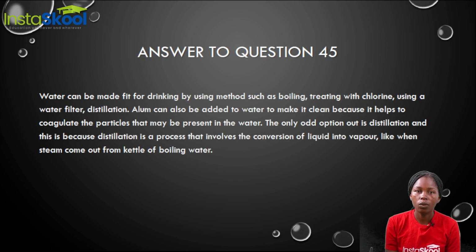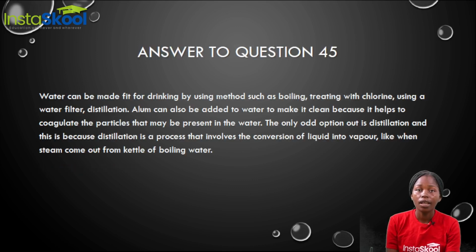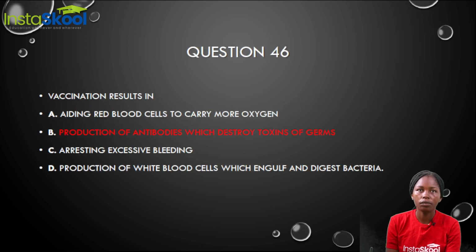When alum is added to the water, it can make it clean because it helps to coagulate particles that are present in the water. Now, the only odd option out of this option is distillation. And why do we say so? This is because distillation is a process that involves the conversion of liquid into vapor. And when we talk of distillation, we talk about steam that is coming out of a kettle of boiling water or a pot of boiling water. That is distillation. So that is not a way of purifying water. So the answer is C, distillation.